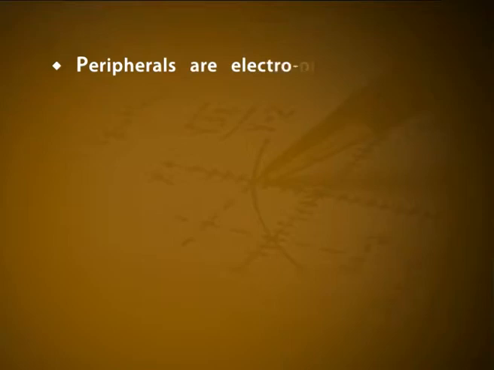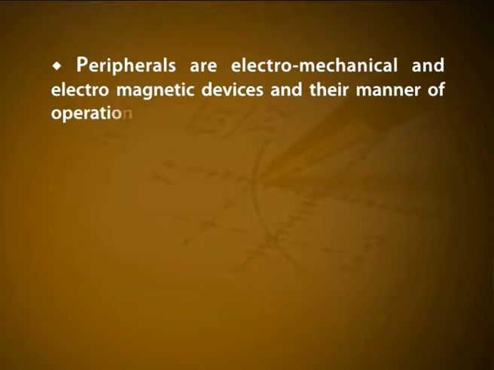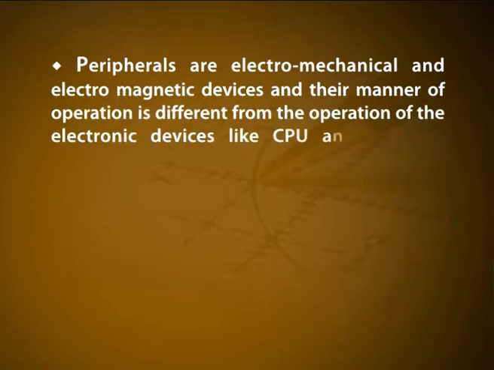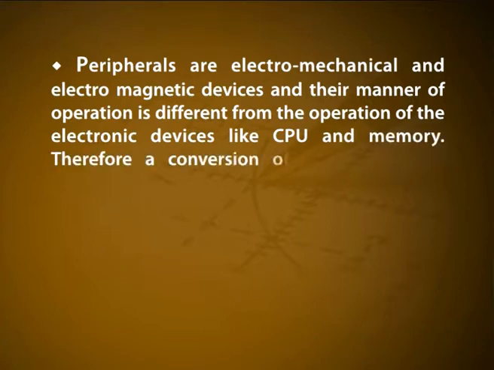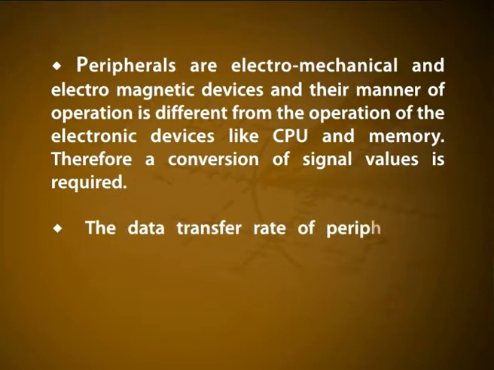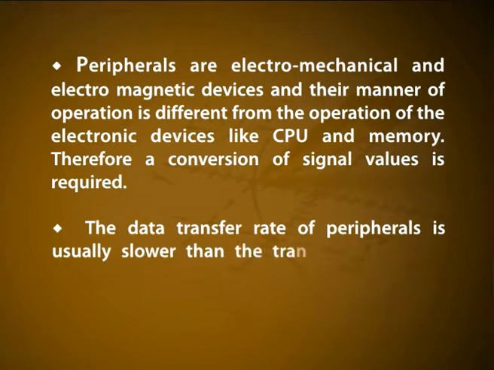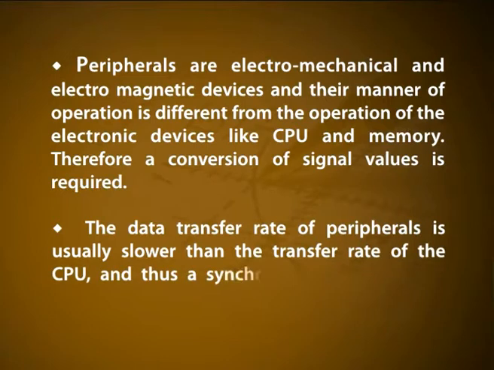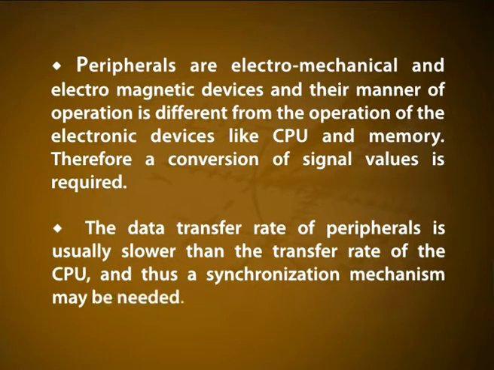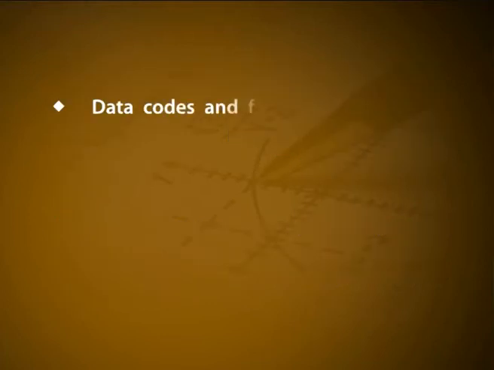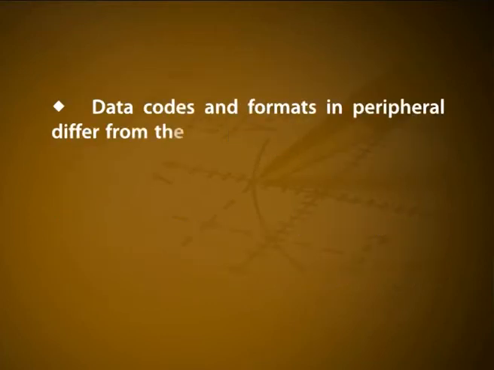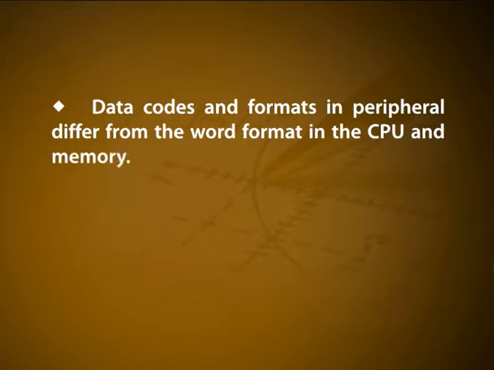The main differences are: peripherals are electromechanical and electromagnetic devices and their manner of operation is different from the operation of the electronic devices like CPU and memory. Therefore, a conversion of signal values is required. The data transfer rate of peripherals is usually slower than the transfer rate of the CPU, and thus a synchronization mechanism may be needed. Data codes and formats in peripherals differ from the word format in the CPU and memory.